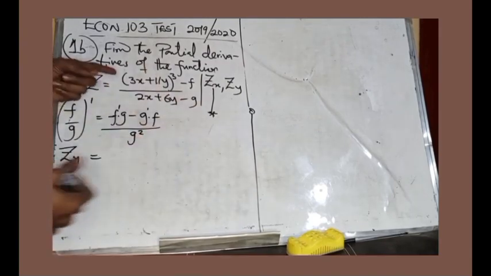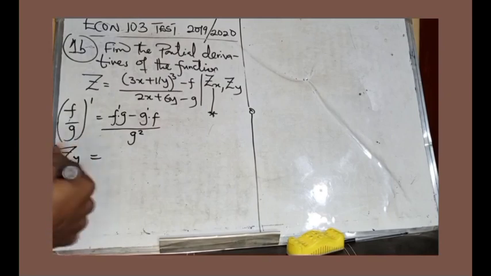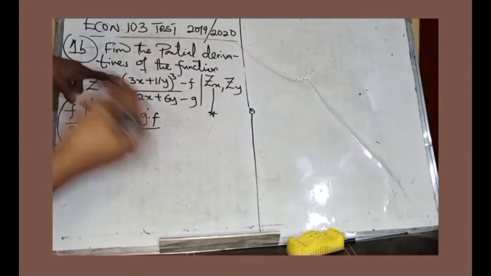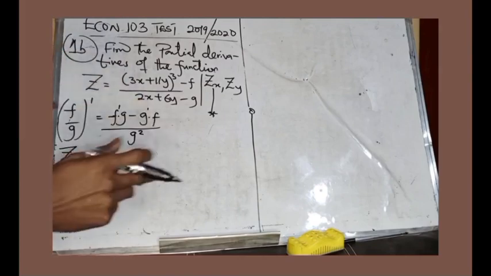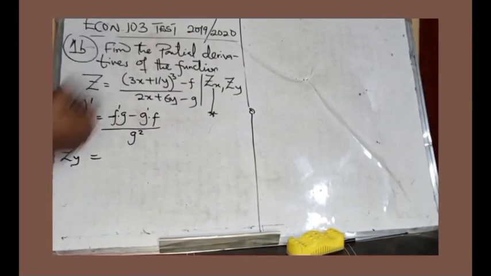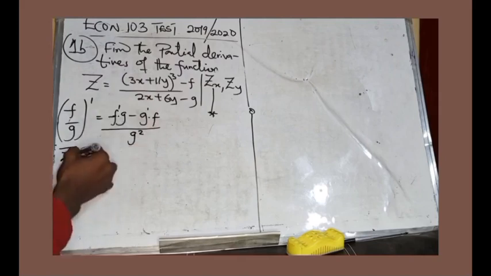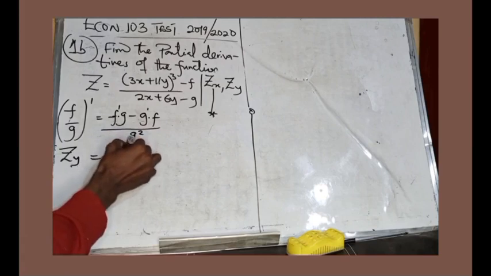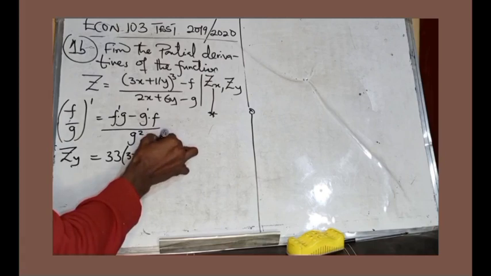As we stated earlier, this is my f, this is my g. So let me get my f now, but I'm differentiating now with respect to y. So this is my f. I want to differentiate this f now with respect to y only. At this point, the 3x becomes constant, which is 0. So I'll be laying more emphasis on the one that carries y. So in this case, if I differentiate this one by chain rule, this will give me 33, then open bracket, I have 3x plus 11y, then square.